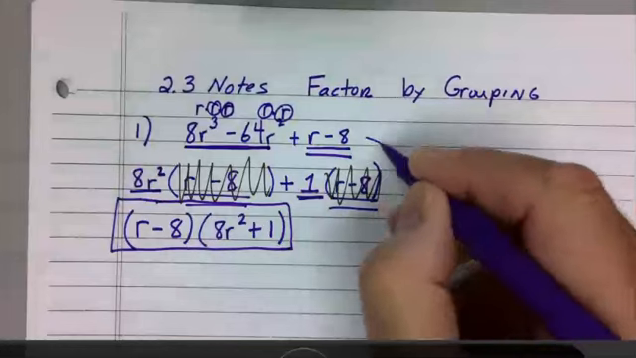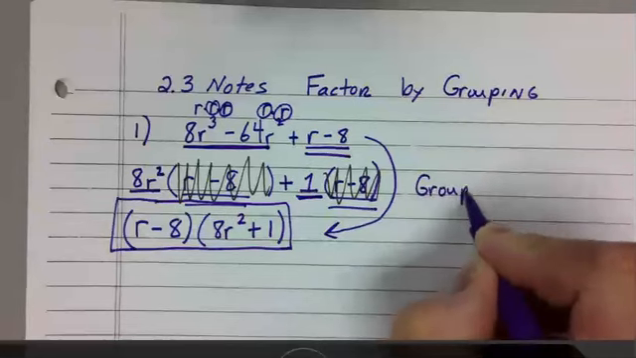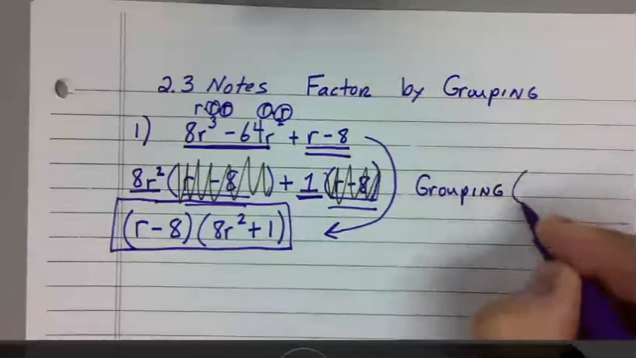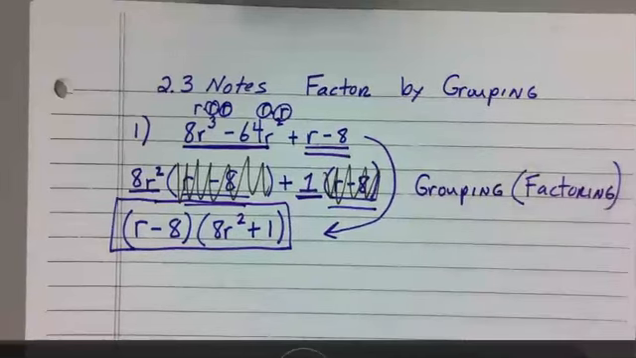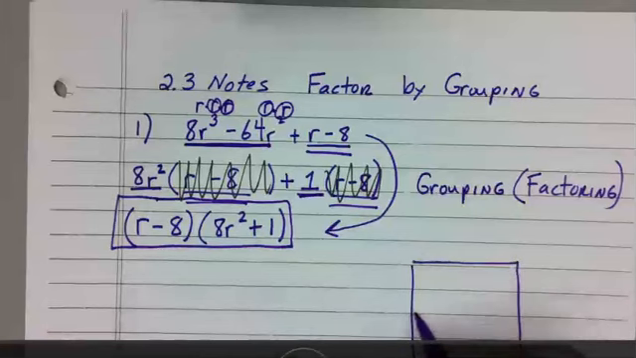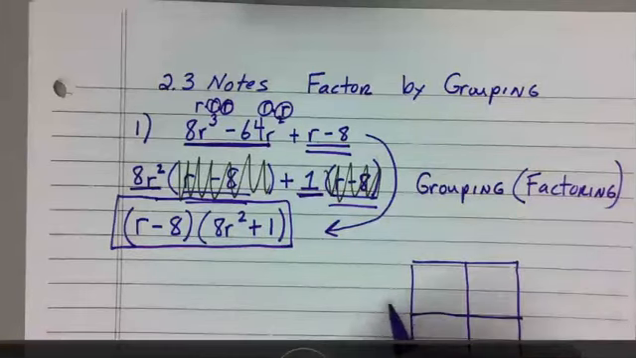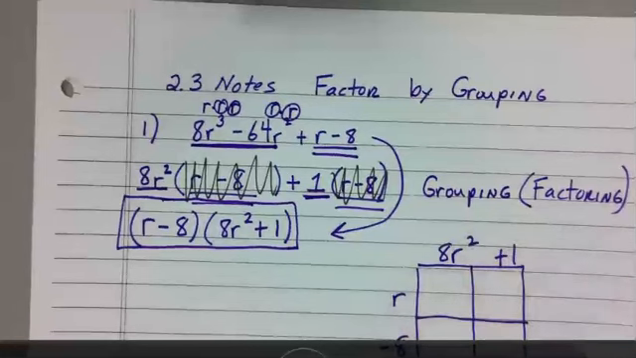So we went from here to here by using factoring by grouping. And I told you yesterday, factoring is a special kind of division. So if we wanted to check to see if we factored it correctly, what could we do? Multiply this thing back. Now that we've already got the answer, let's just check it by using the box method and see if we get the same thing. So we have r minus 8 and 8r squared plus 1. We're just checking it, okay?